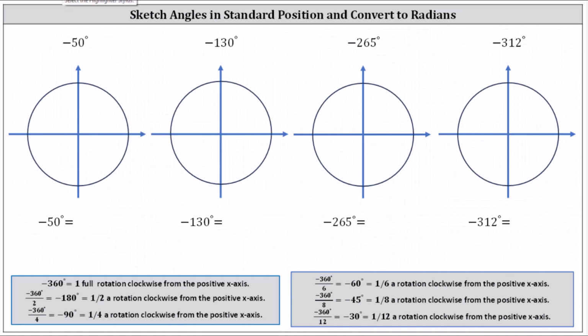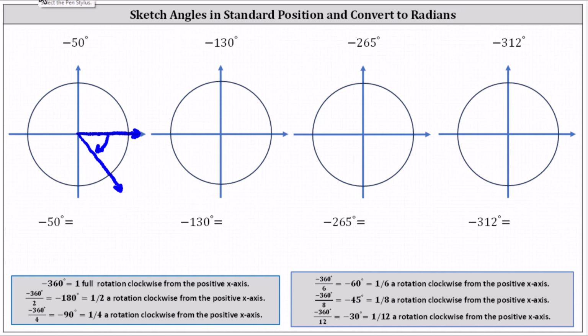The initial side is along the positive x-axis. Because the angle is negative 50 degrees and negative 45 degrees is 1/8 of a rotation clockwise, we rotate clockwise 5 degrees more than 1/8 of a rotation. We indicate the rotation using an arrow, like this, and it stops at the terminal side. The terminal side of negative 50 degrees would be this right here. For all these angles, we're not using a protractor, we're estimating the best that we can.